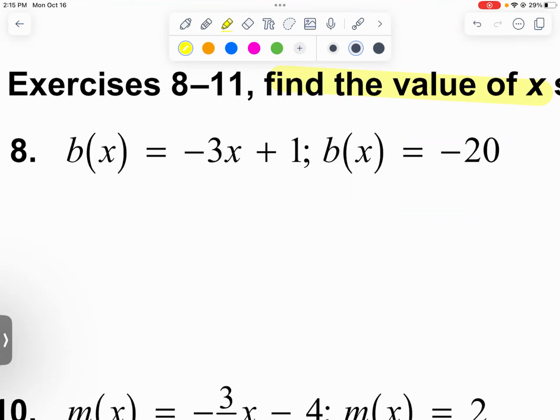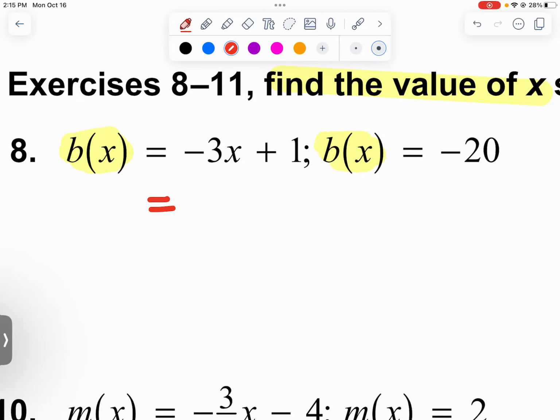Because negative 20 is B of X. This is B of X right here. This is B of X right here. So, Kyra, what are we gonna write? X equals 7. You get there for like, what's the first thing I write? B of X.